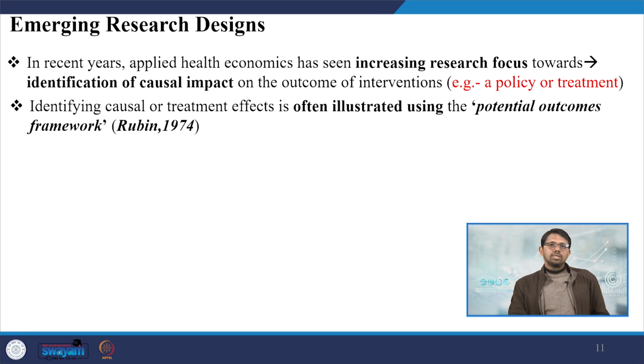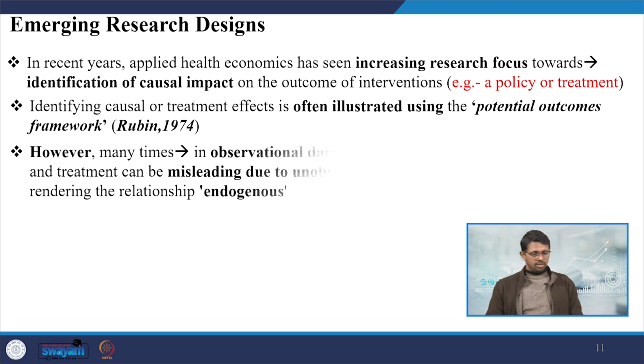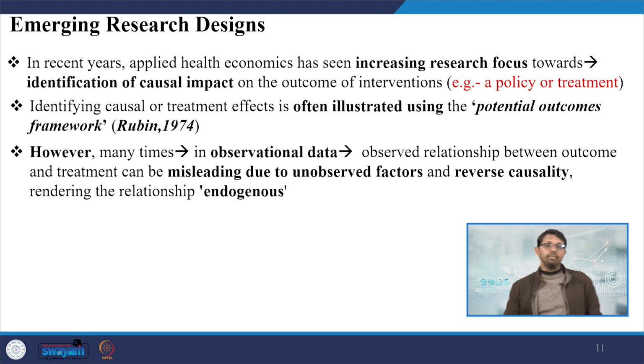Hence, identifying causal or treatment effects is often illustrated using the potential outcomes framework, as mentioned by Rubin 1974. However, many times in observational data, the observed relationship between outcome and treatment can be misleading due to unobserved factors and reverse causality, rendering the relationship endogenous.